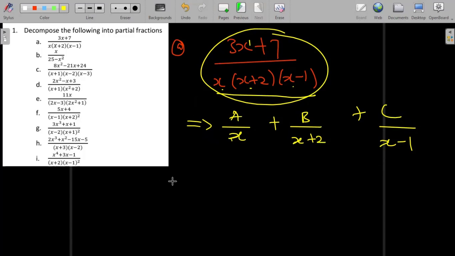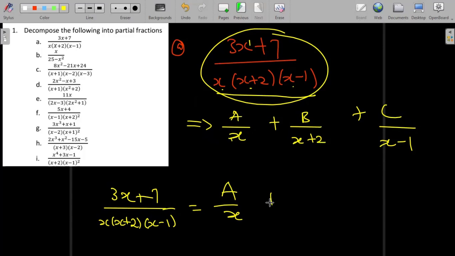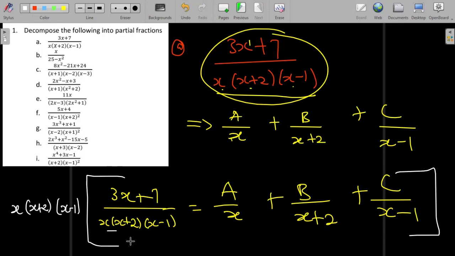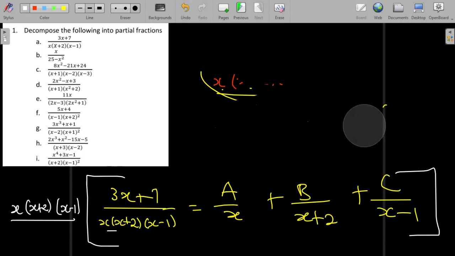Okay, so now how are we going to handle it? Let me write it here. So it will be 3x plus 7 over (x plus 2)(x minus 1) is equal to A over x plus B over x plus 2 plus C over x minus 1. From here, I'm going to multiply this whole thing with the denominator, x plus 2 then x minus 1. If I multiply this whole thing with this, it's going to cancel out with this.